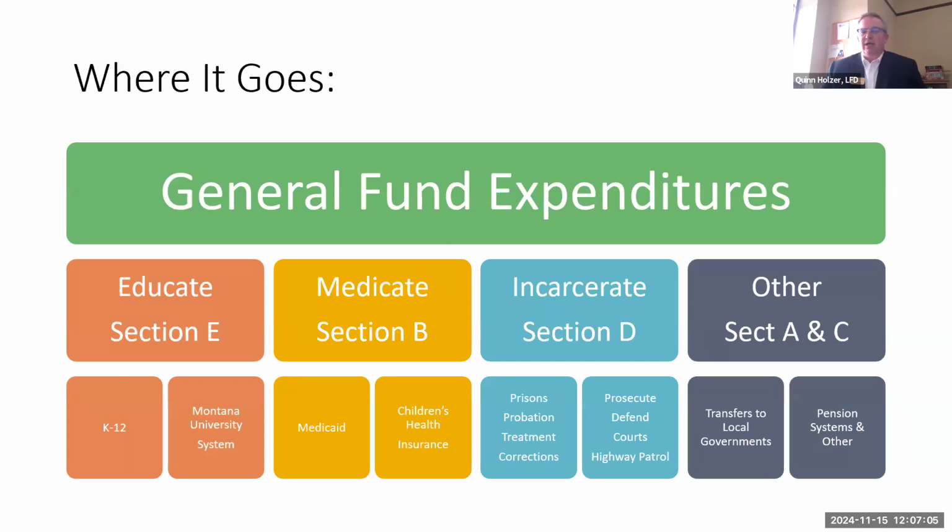Obviously in education, you've got K-12 and the university system, as well as other things. Section B, Medicaid is a huge part of that. Children's Health Insurance Program, or CHIP, but there's a lot of other programs in there, TANF, SNAP, different things that are also funded through Section B. And then in Section D, you can see the public safety stuff.